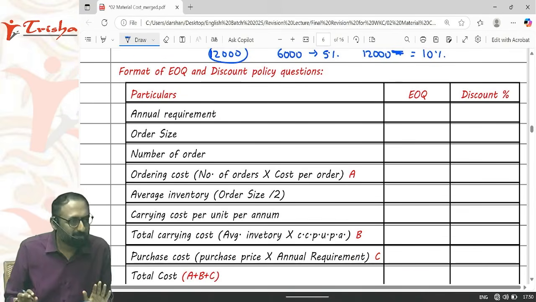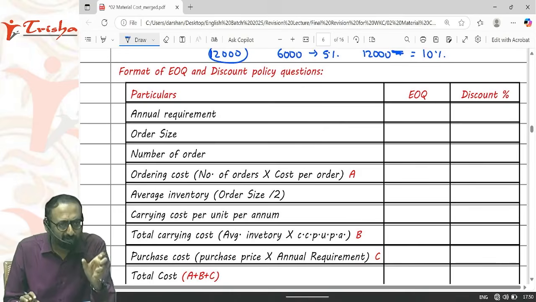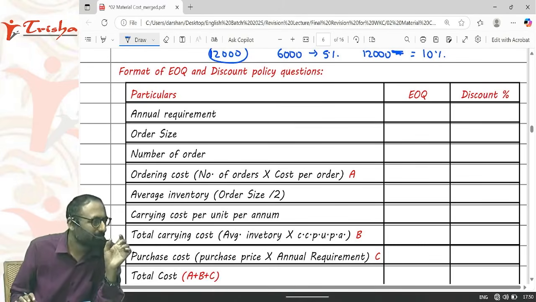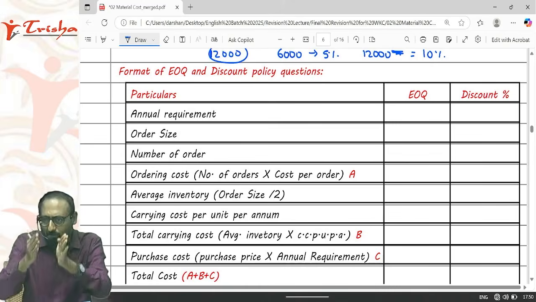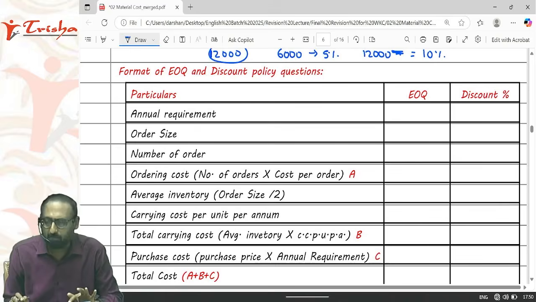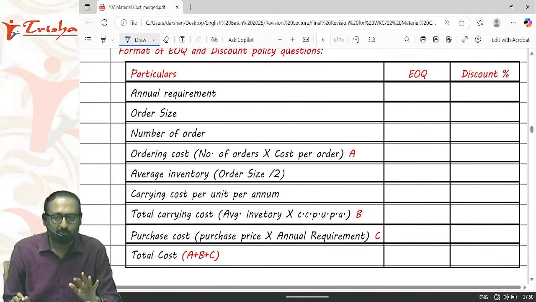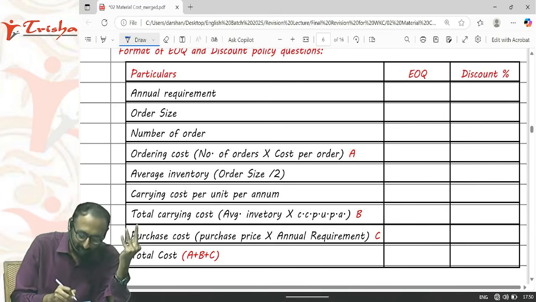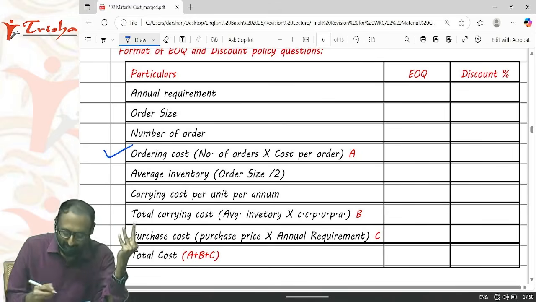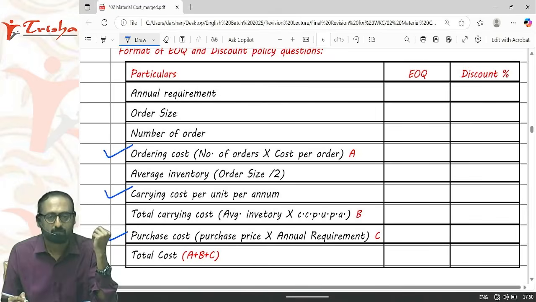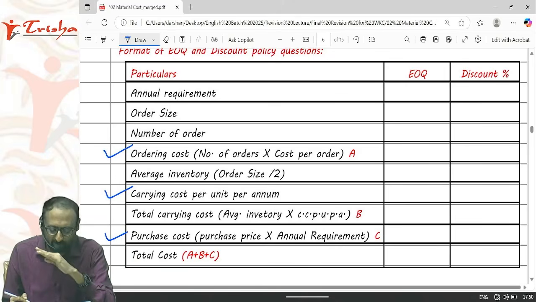So the question in the examination will be: will you follow economic order quantity or will you follow the discount policy? Such a question will be solved with the help of this table where you are going to compare three costs. First cost will be your ordering cost, second cost will be your carrying cost, and third one will be your purchase price.